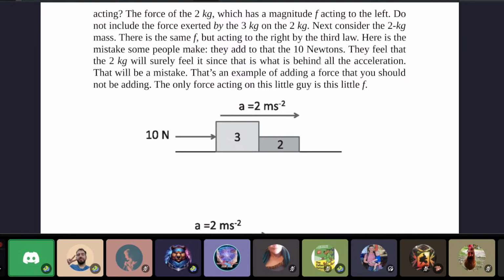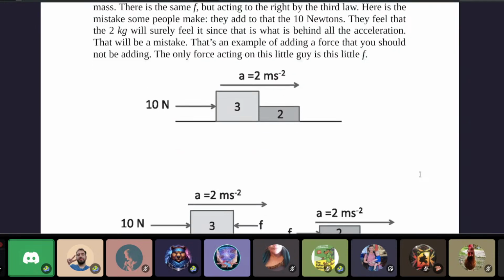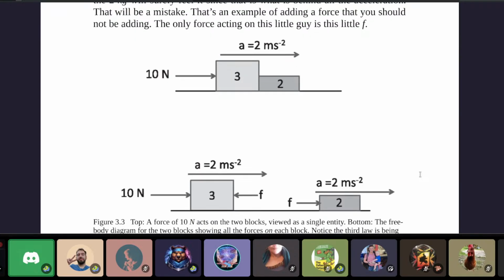Next, consider the 2 kilogram mass. There is the same F, but acting to the right by the third law. Here is the mistake some people make. They add to that the 10 newtons. They feel that the 2 kilograms will surely feel it, since that is what is behind all the acceleration. It will be a mistake. That's an example of adding a force that you should not be adding. The only force acting on this little guy is this little F.